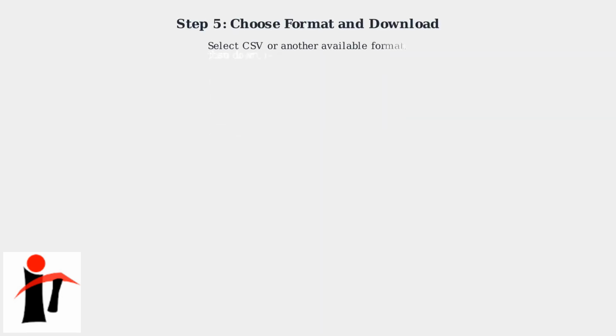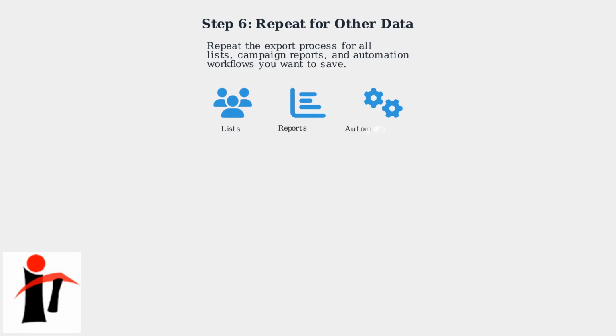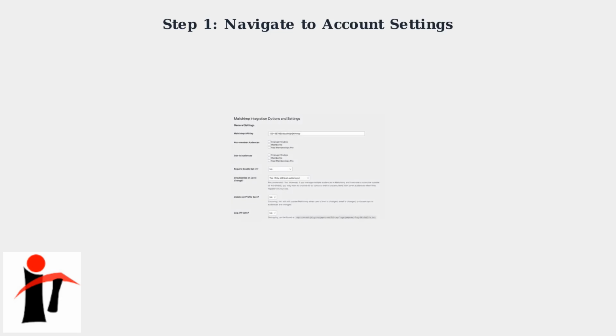Choose your preferred export format, such as CSV, and wait for the export to complete. Then download the file to save it locally. Finally, repeat this export process for any additional lists, campaign reports, or automation workflows you wish to preserve before account deletion. After exporting your data, navigate to the Account section, then select Settings to access your account options.